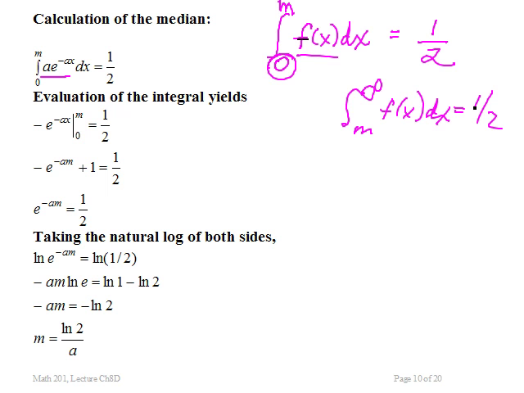So I'm going to write it from 0 to m. Then evaluating this integral yields negative e to the minus ax, evaluated between the limits of integration, which must equal 1/2. Substitution gives me the second line.